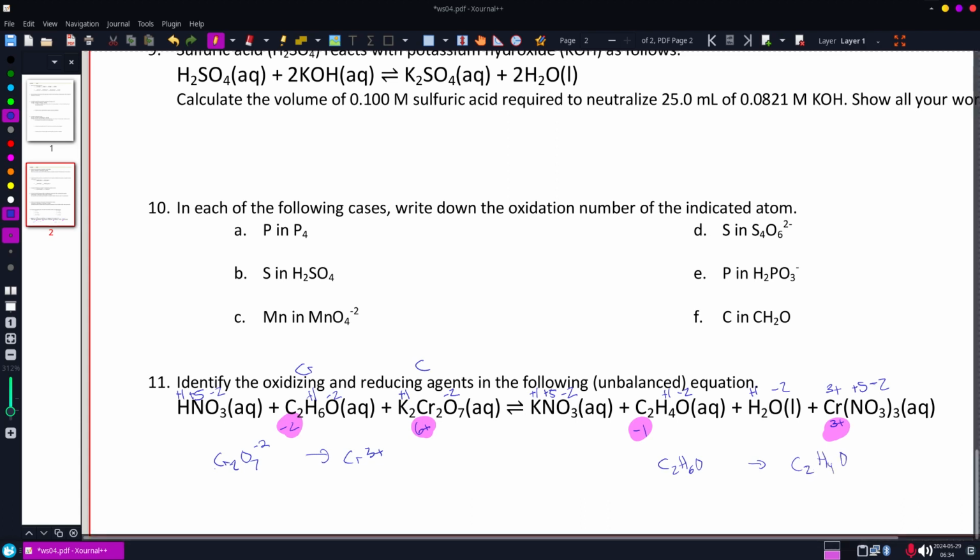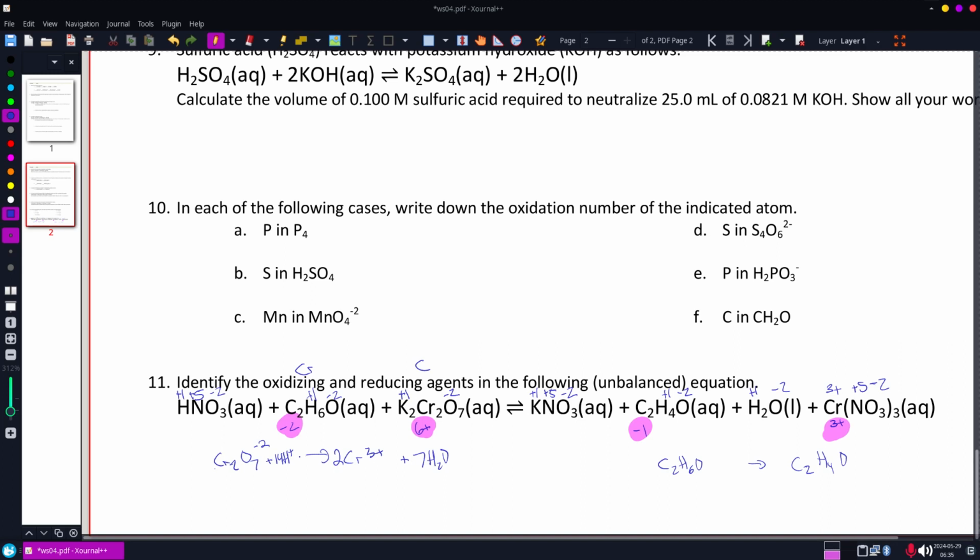Now, technically speaking, you only have to do one half reaction. You could figure out which species is being oxidized or reduced. That would make the other one have to go the other way. But we're going to do this completely. So, got the two chromiums. Now I have to balance out the oxygens by adding some waters. Balance out the hydrogens by adding some H pluses. And then I need to balance out the charge.